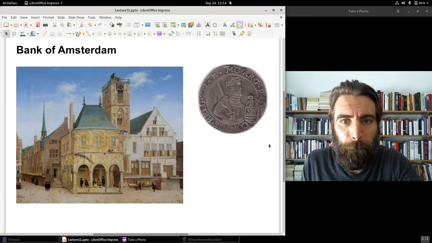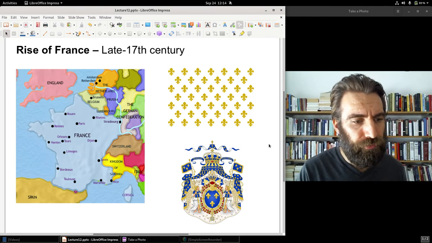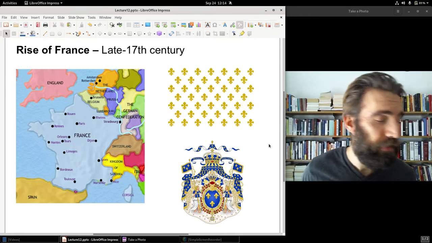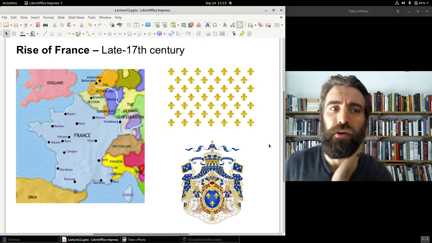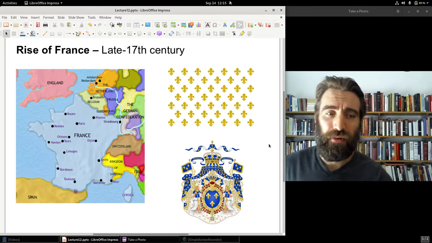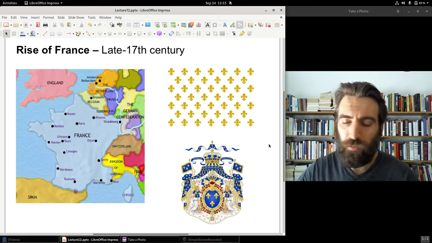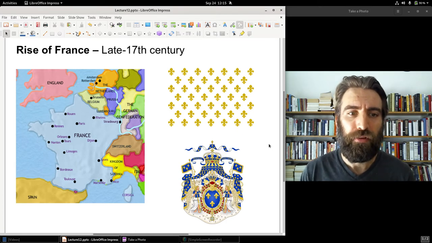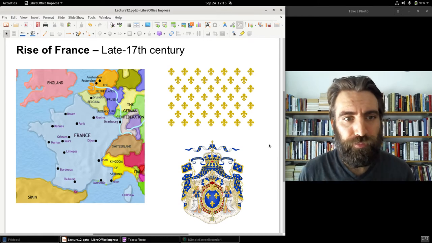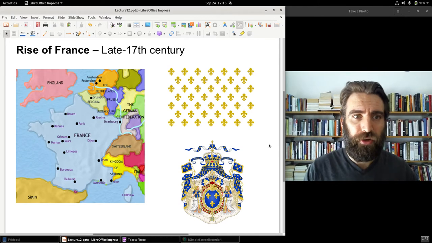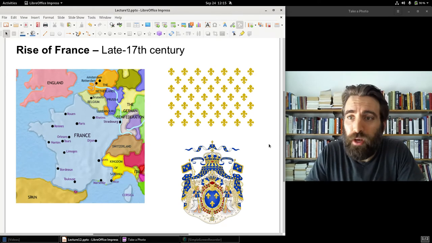Our third power is France. Now, France was one of the top European powers as late as the early 16th century. But in the second half of the 16th century, France descended into several decades of religious civil war and political turmoil. And so France takes a really big hit near the end of the 16th century. In the early 17th century, France begins to rebound a bit. And by the late 17th century, France is back 100% and has become one of the most formidable European powers.